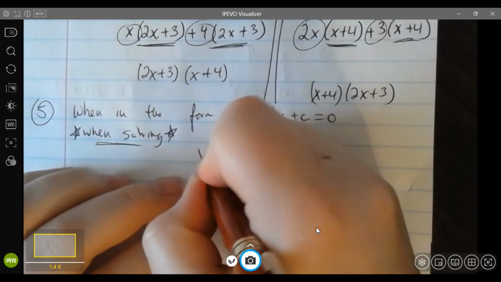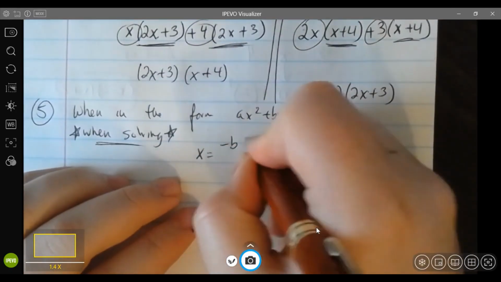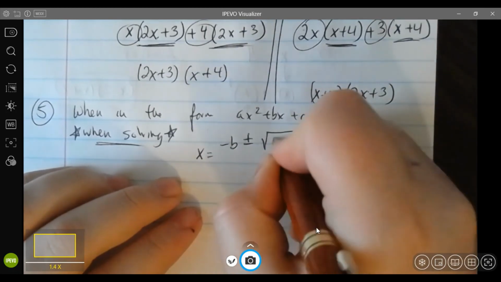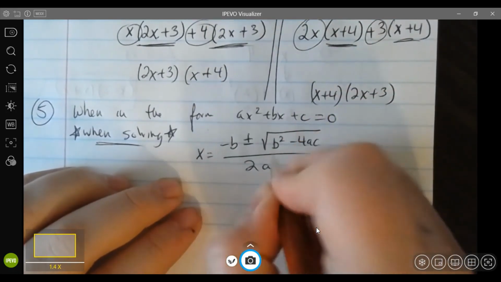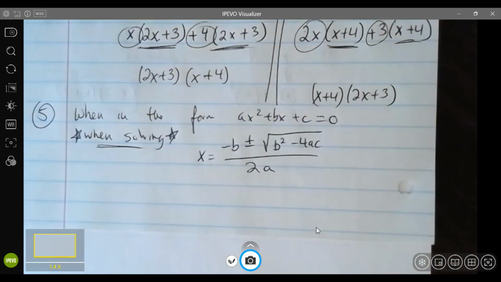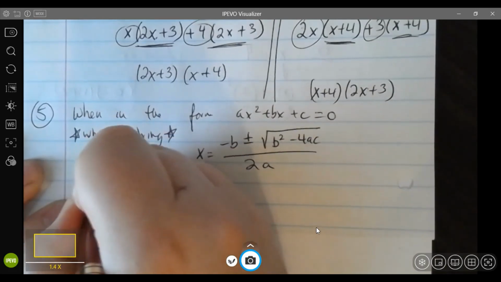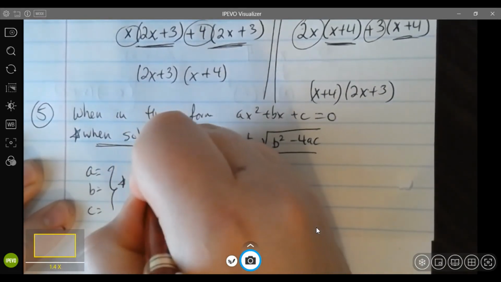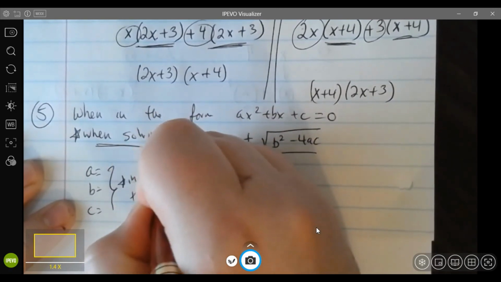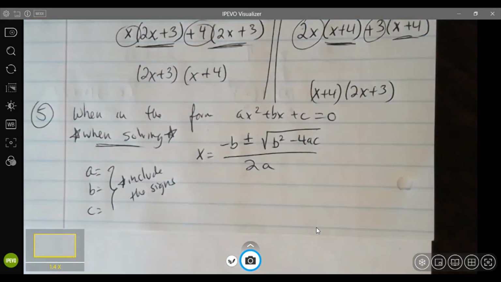You can say x equals negative b plus or minus the square root of b squared minus 4ac, all divided by 2a. Then you just would identify what a is equal to, what b is equal to, and what c is equal to. Make sure to include the signs. Is it positive, is it negative? And then you'll just plug them into the quadratic formula, and that will tell you what your x values are.